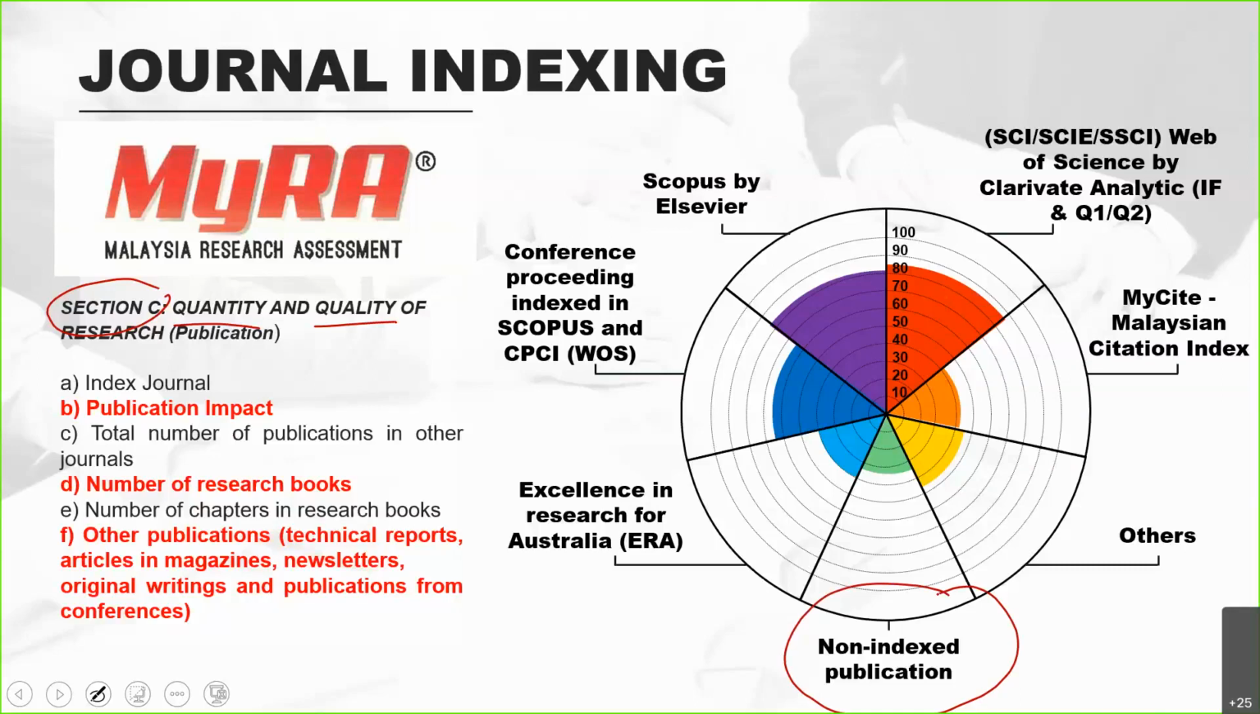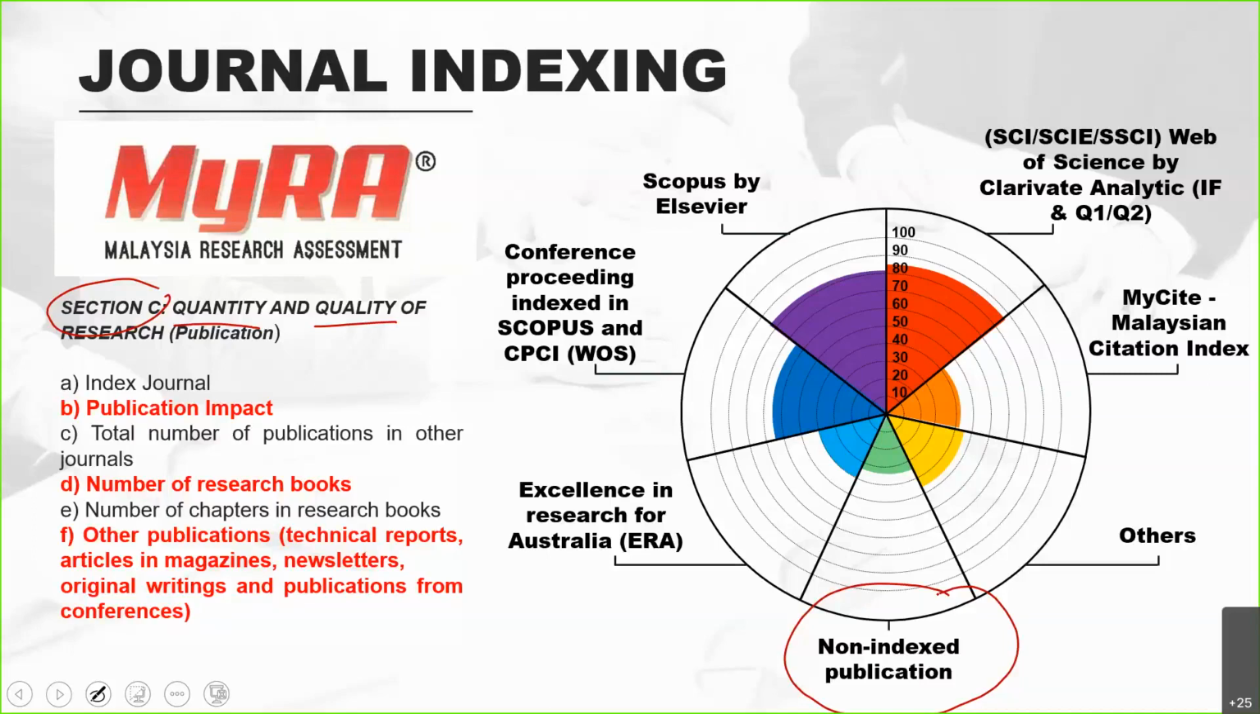Even though it's indexed, let's say I have this journal indexed in the China citation index, our government does not recognize that, so you will receive very small marks. For instance, one journal published in a non-index publication, you will receive like 0.0001 marks.